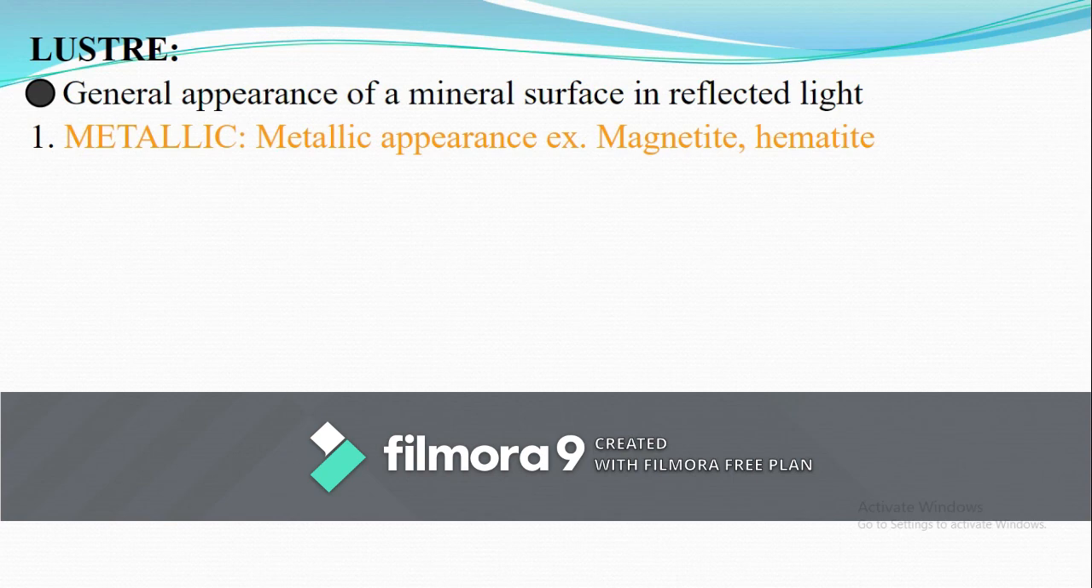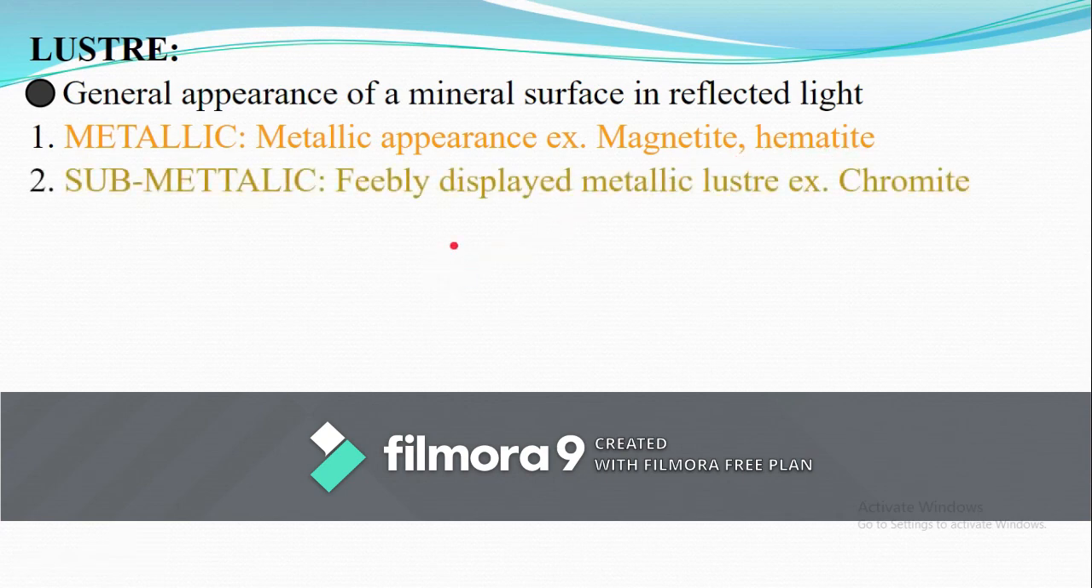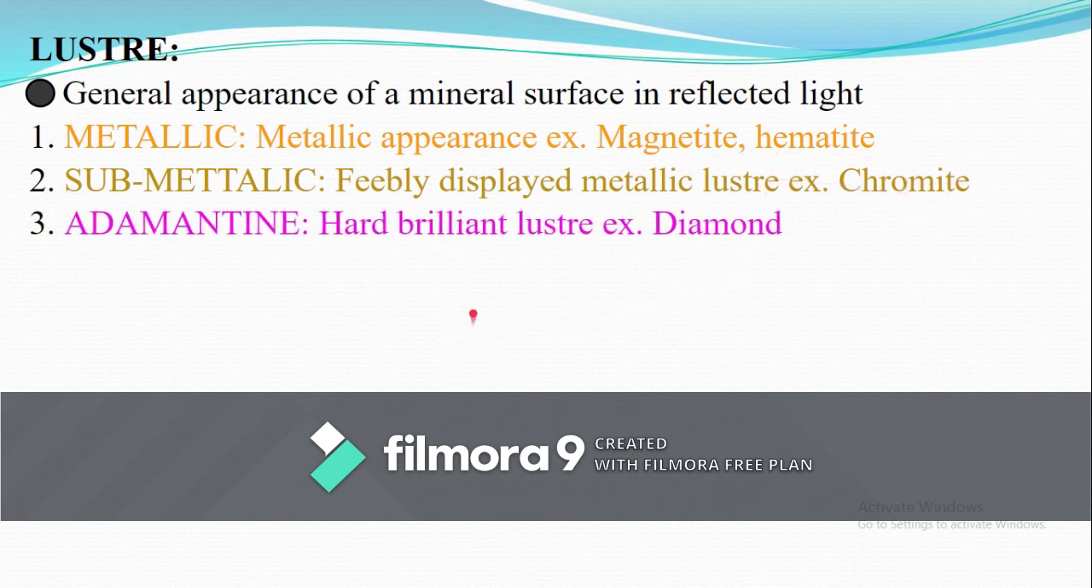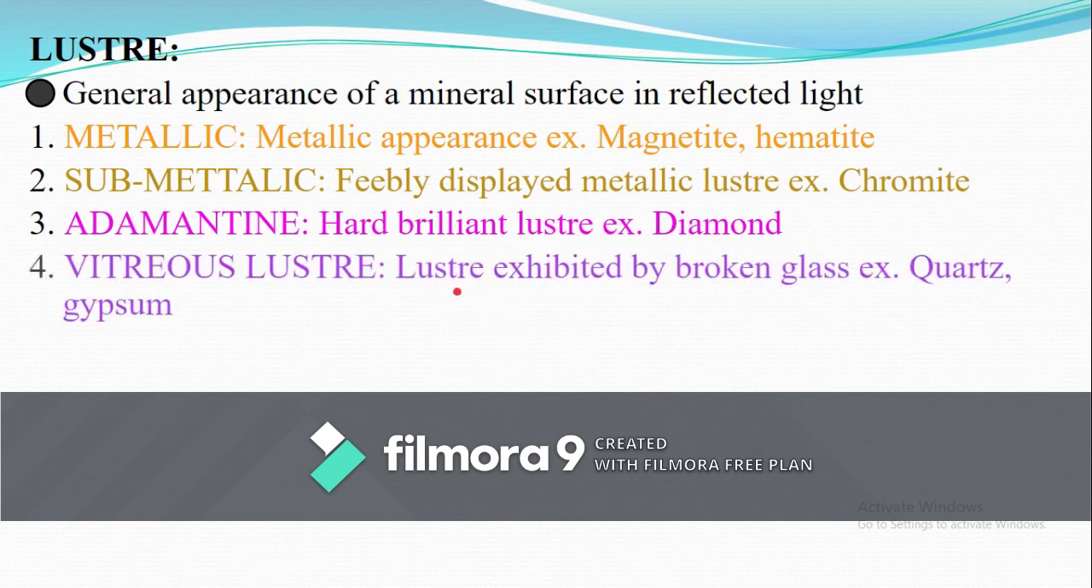Metallic luster is a hard, brilliant luster, like a metal. Magnetite and hematite are examples. Submetallic is a feebly displayed metallic luster, as in chromite. Again, I am telling you that you can check this in the laboratory. Very interesting. Adamantine is a brilliant luster like diamond, very hard. Then vitreous luster is exhibited by broken glass.